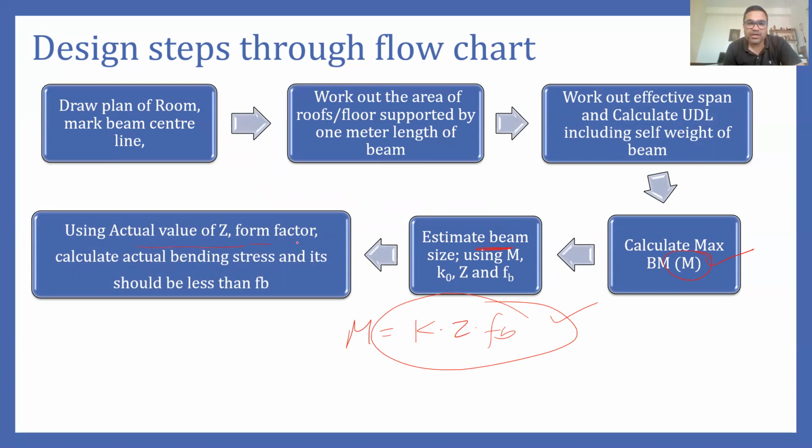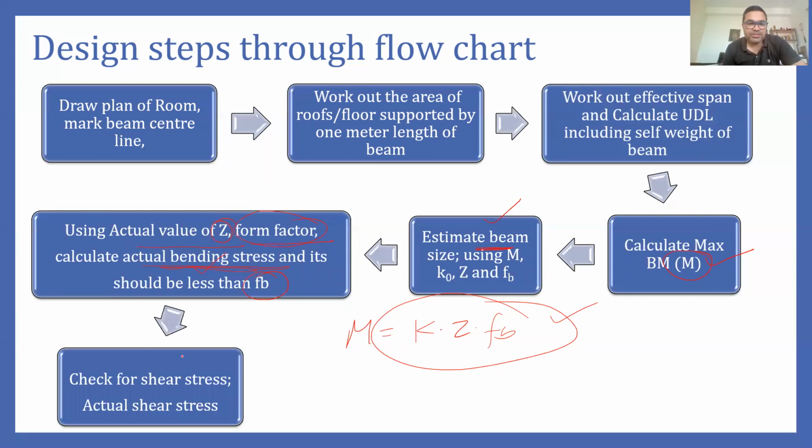We will also find out the actual value of form factor, because initially in this step, we will assume the value of K naught and we will assume the size of beam. And once we fix the size of beam, then we will calculate the actual value of Z and actual value of form factor, and then we will calculate the actual bending stress. So for our beam to be safe in bending moment criteria, this actual bending stress should be less than the value of FB, which is the permissible stress.